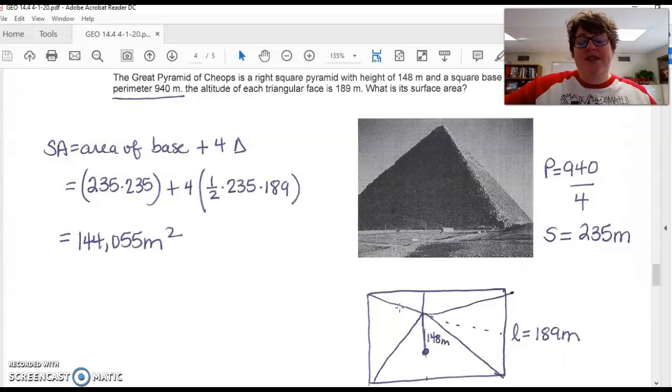Now, it gives me my perimeter. It doesn't give me my side value. So over on the right-hand side of the picture, if the perimeter is 940, it's a square, so I know it has 4 sides, so I can divide by 4 and know that my sides are 235 meters. So then it also gives the altitude of each triangle face is 189 meters. So that means basically my slant height. So the altitude is coming out of the vertex straight down. So that's my slant height. So I have area of the base, so 235 times 235. And then my 4 triangles. So 1/2 my base, 235 times 189, which is my slant height.